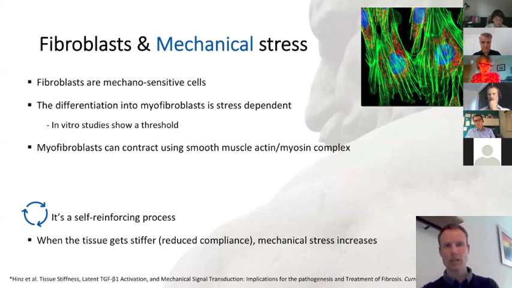Fibroblasts are mechanosensitive cells. They can sense mechanical stress in capsular tissue with their cytoskeleton. And if that mechanical stress passes a certain threshold, they can differentiate into myofibroblasts, which means they can contract using a smooth muscle actin-myosin complex. And this is a self-reinforcing process, because when the tissue gets stiffer, this will increase the mechanical stress that is sensed by the myofibroblasts as well.